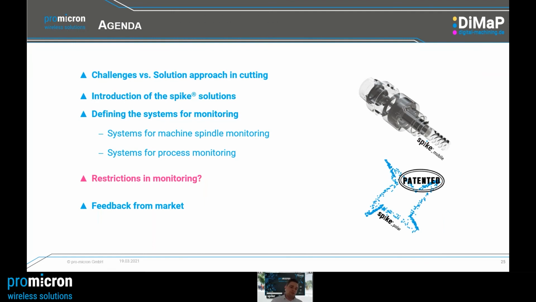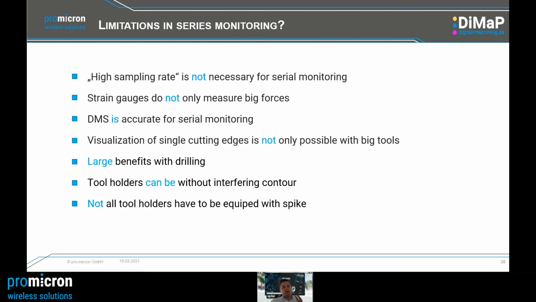Let's get to the nearly last big topic, the restrictions in monitoring. Let's have a look at the clock. Yeah, we still have a little bit of time. I have summarized here some restrictions or comments from the market about different sensor systems, also the Spike system, which say, why are you not using that sensor? Why are you using strain gauges or Spike or these systems? We reach limits. Let's discuss these topics and really discuss, is that a limit in serial monitoring, in mass production for monitoring?